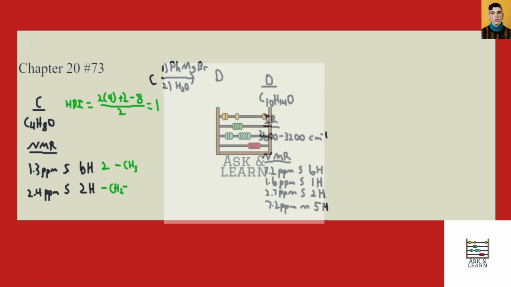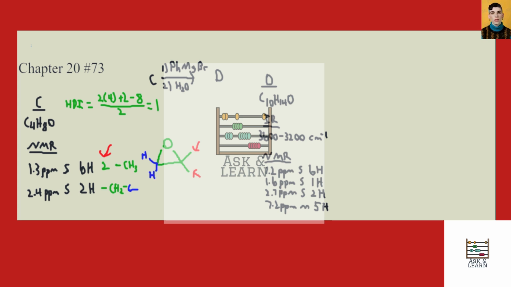And this spectral information, the only thing that really fits here is this. It's going to be an epoxide with 2 methyl groups. So our first signal is going to be the protons on these 2 methyl groups. And then our other signal is going to be the 2 protons that are here on this carbon.